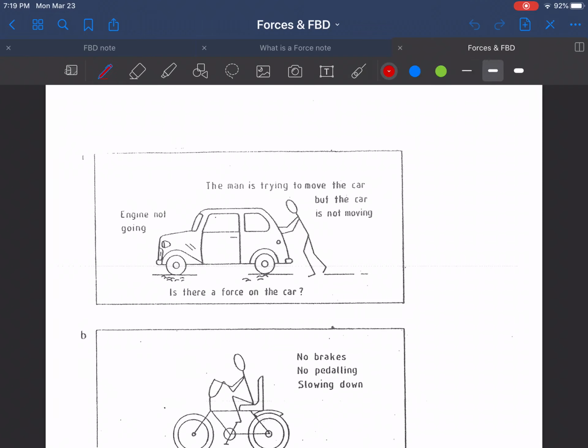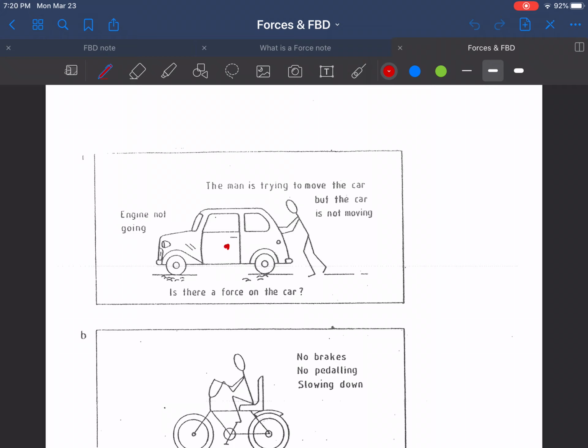So let's take what we know about forces so far and look at our first diagram. The man is trying to move a car, but the car is not moving. The engine is not going. The question is, is there a force on the car? Well, yes, there would be, okay?